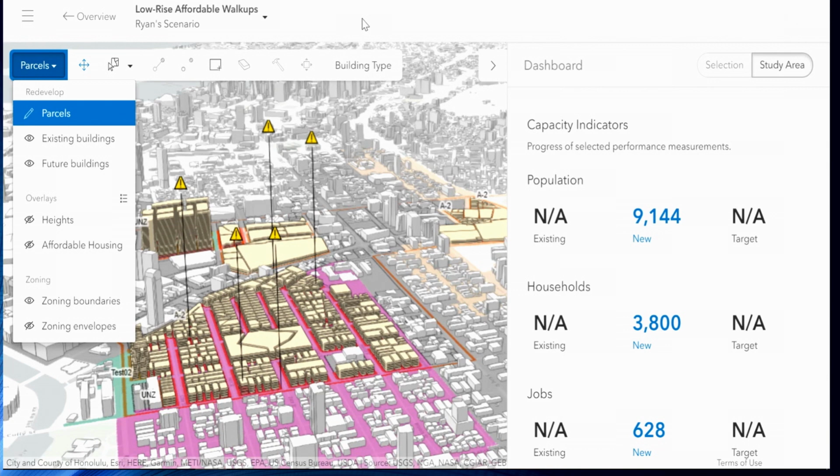So here's the idea of being able to do these kind of scenario sampling and analyses from wherever you're at. And I believe this is one of the real powers of the system, being able to get people involved in doing the scenario planning and not having to have them all in one room at one time. And if we looked at the metrics, based on population, household, and jobs, Ryan wins.